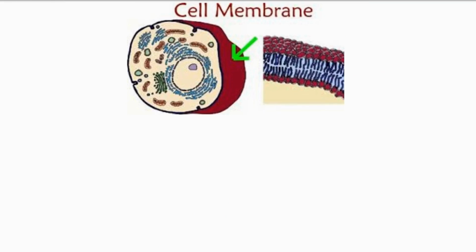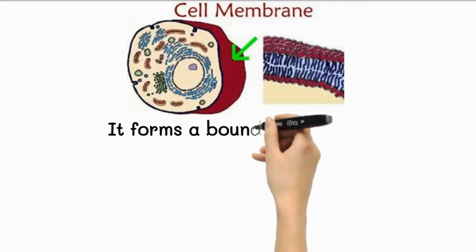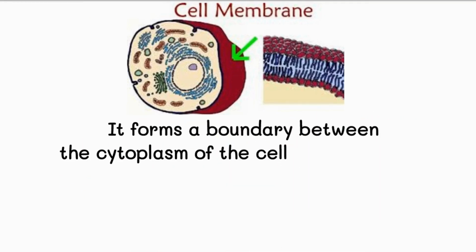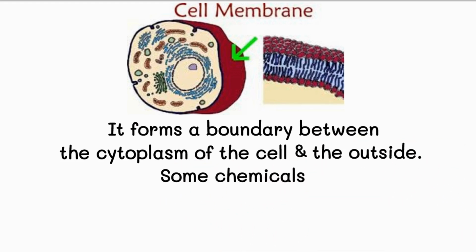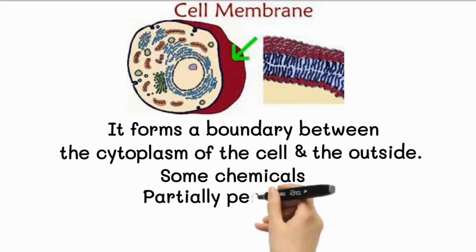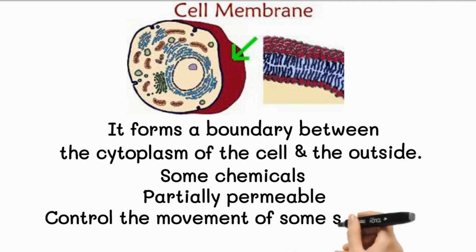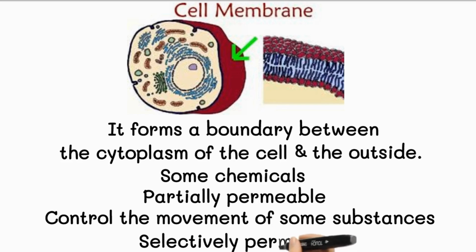All cells are surrounded by a cell membrane, sometimes called the cell surface membrane, to distinguish it from other membranes inside the cell. It forms a boundary between the cytoplasm of the cell and the outside. Some chemicals can pass into the cell and others can pass out. We say that the membrane is partially permeable. The membrane can go further than this and actually control the movement of some substances. It is selectively permeable.